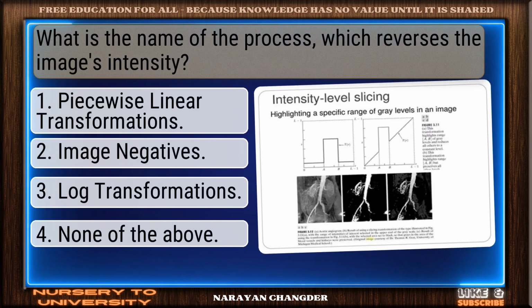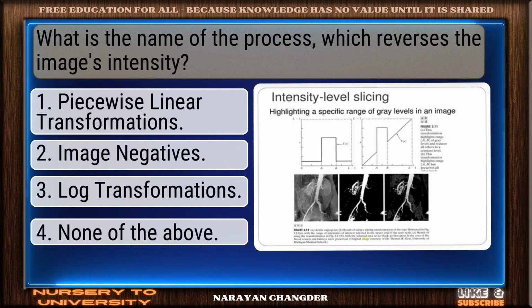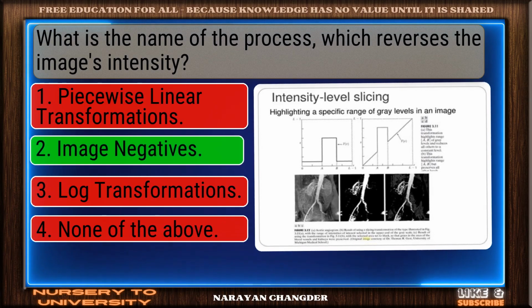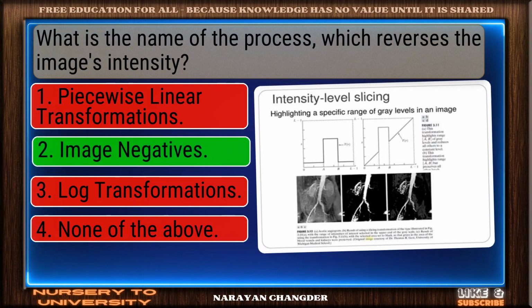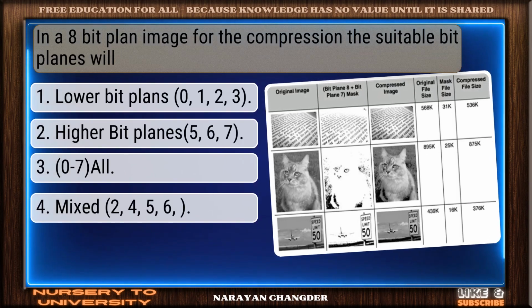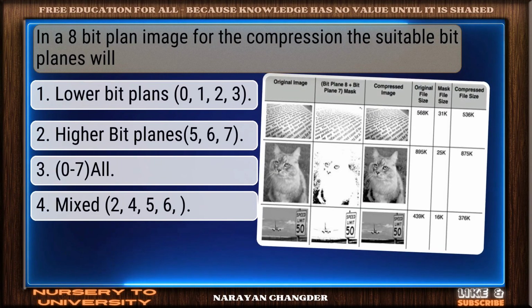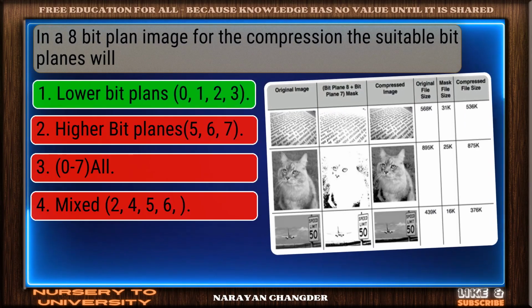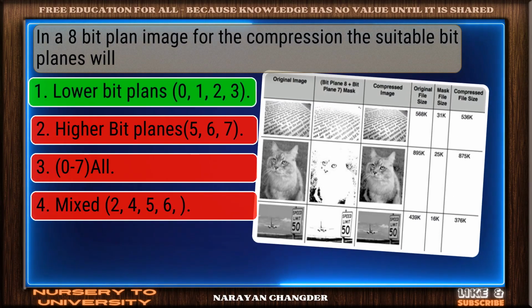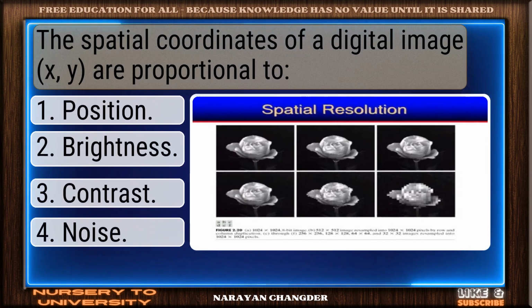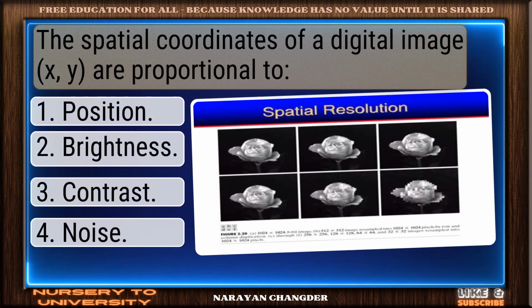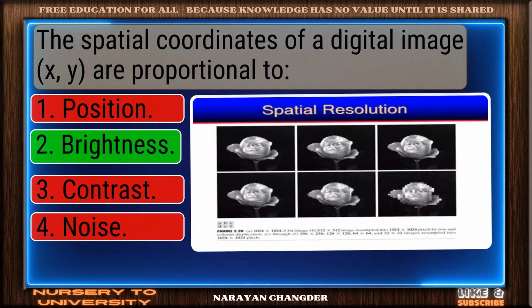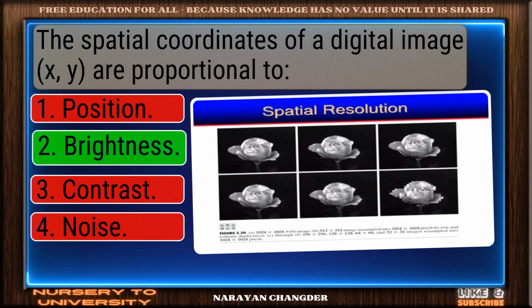Question number 27. What is the name of the process which reverses the image's intensity? Exactly. Image negatives make sense and it is the right choice. Question number 28. In an 8-bit plane image, for the compression, the suitable bit planes will be? Smart move. Lower bit planes is an accurate answer. Question number 29. The spatial coordinates of a digital image are proportional to? Good job. Your answer, brightness, works well here.